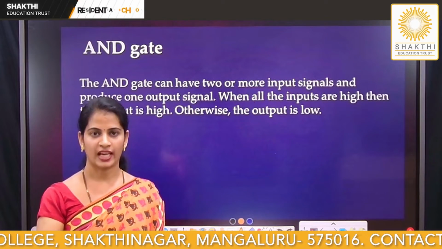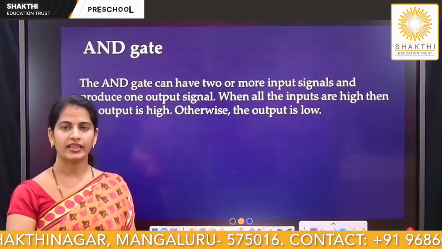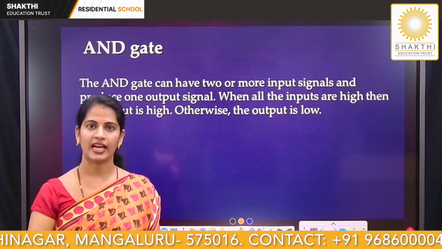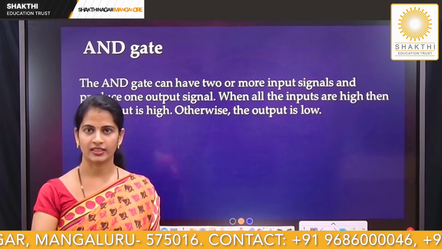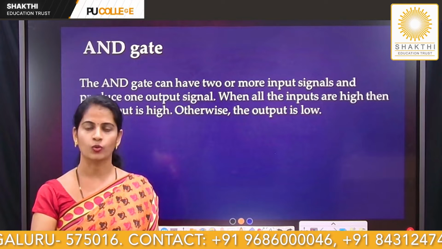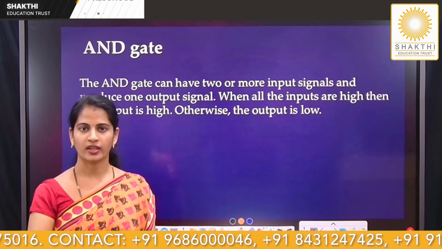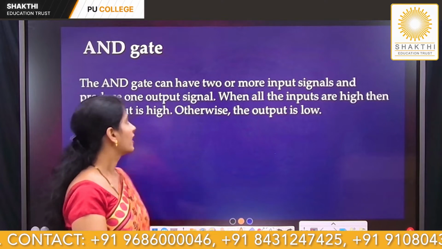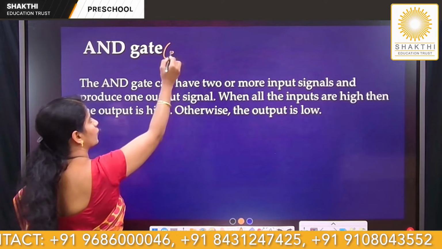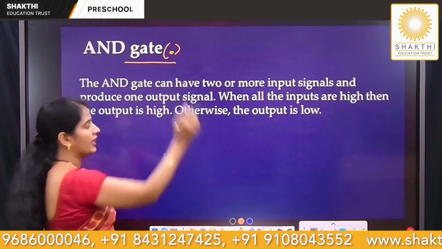The next gate we have is the AND gate. Similar to the OR gate, the AND gate takes 2 or more input signals and produces one output signal. When all the inputs are high, the output is high. Otherwise, the output is low. This is the definition of the AND gate. You can expect this for a 1 mark question. So what do you mean by AND gate? AND performs logical multiplication. This is the operation for the AND gate.